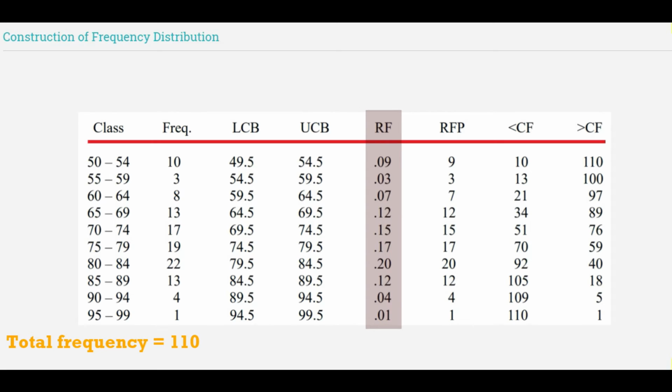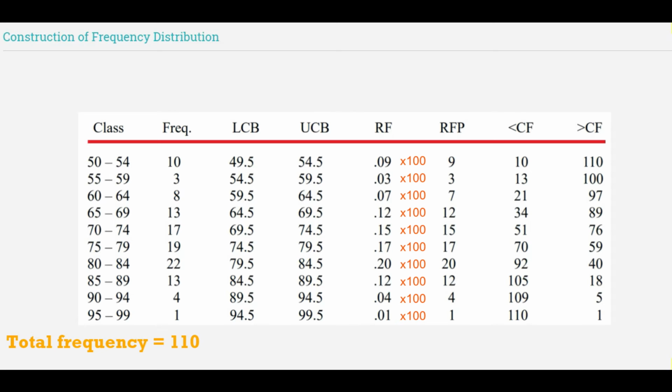A way to verify that these values are true is to sum up all the values of the RF, and these must equal 1. Since the RFP is the percent frequency, we just multiply all values under RF by 100 to get a total of 100%. Now, for the less than CF, we'll have to look at the frequency column.